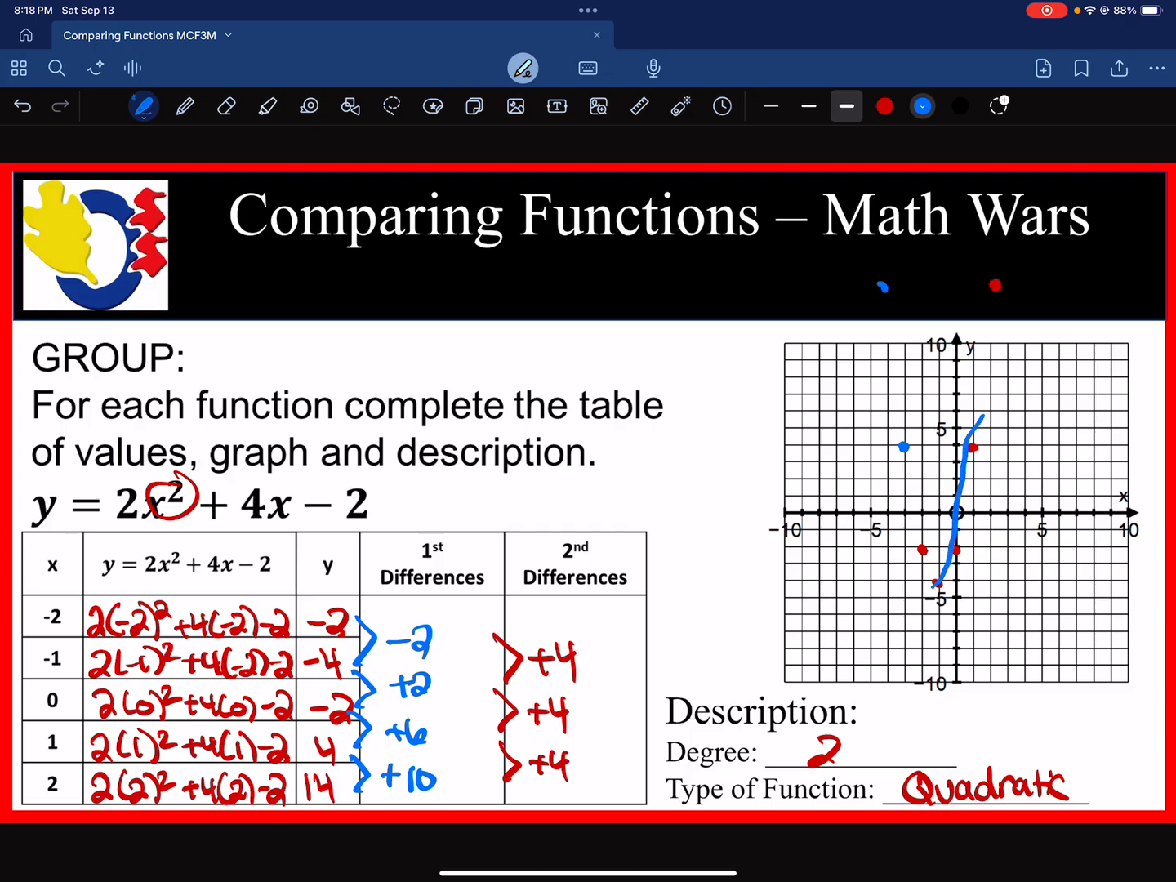Connect the dots. Whoops, let me try that again. Okay, a nice smooth curve, and label the parabola for good communication. Okay, that's it.